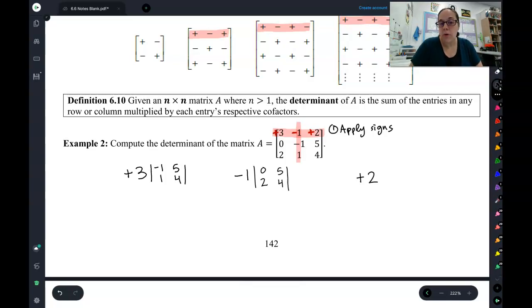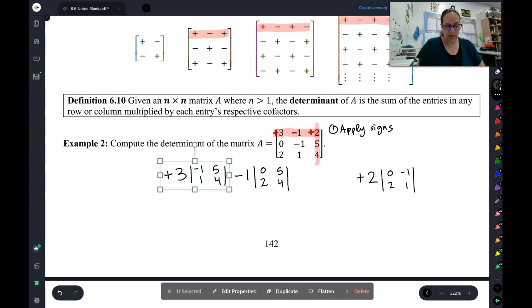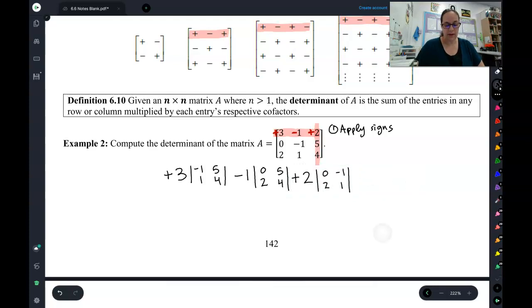And this is how we do a 4 by 4, 5 by 5, even bigger. You take out the row and column that it's in, and you find the determinant of the numbers that are left. So now let's do our last one, the positive 2. Take out the row and column that it's in. Find the determinant of what's left. You'll notice that I'm using my straight bars here to help me know that this is a determinant. Now I'm going to bring these a little closer together because this is all one equation, like this.